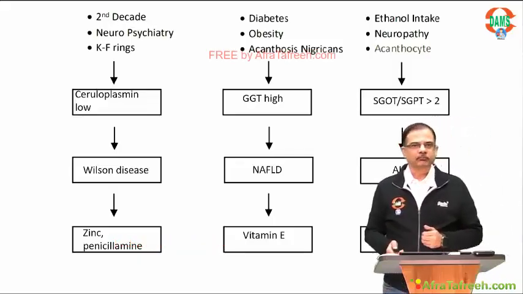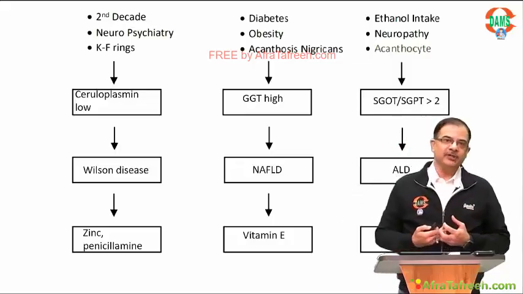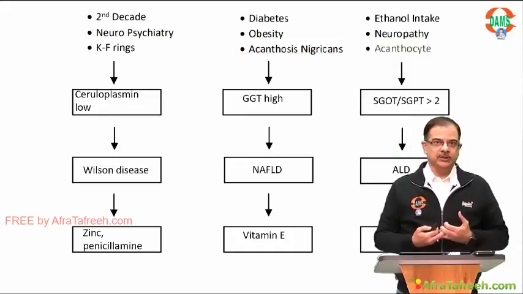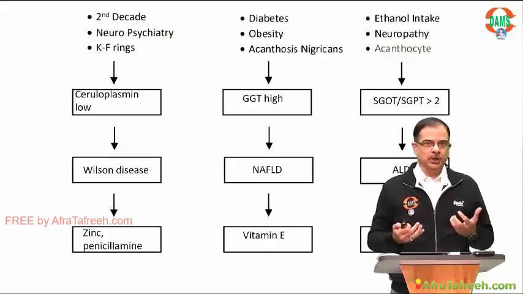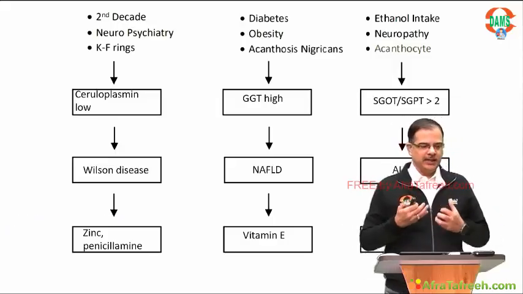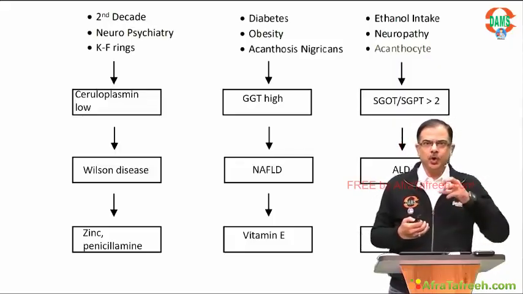Now, coming to the next group of diseases in which the patient has jaundice. Along with the jaundice, the patient has pruritus and pale stools. So if the patient has pruritus and pale stools, that means it is a case of obstructive jaundice.